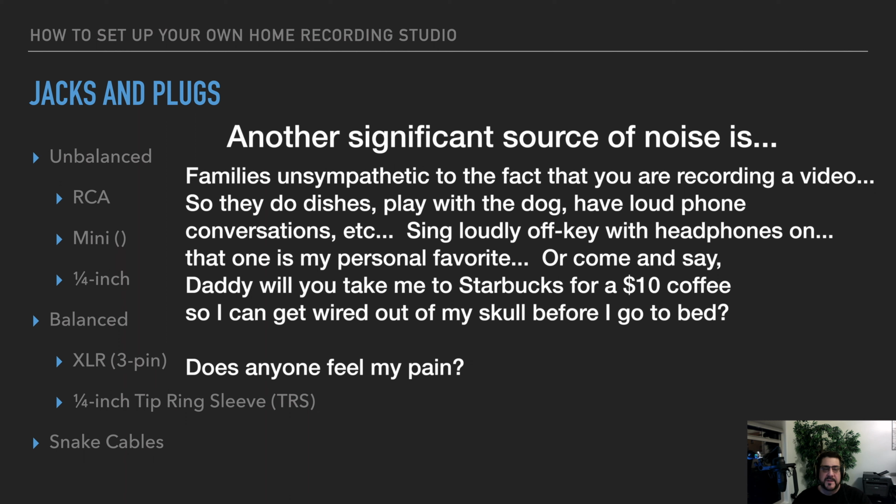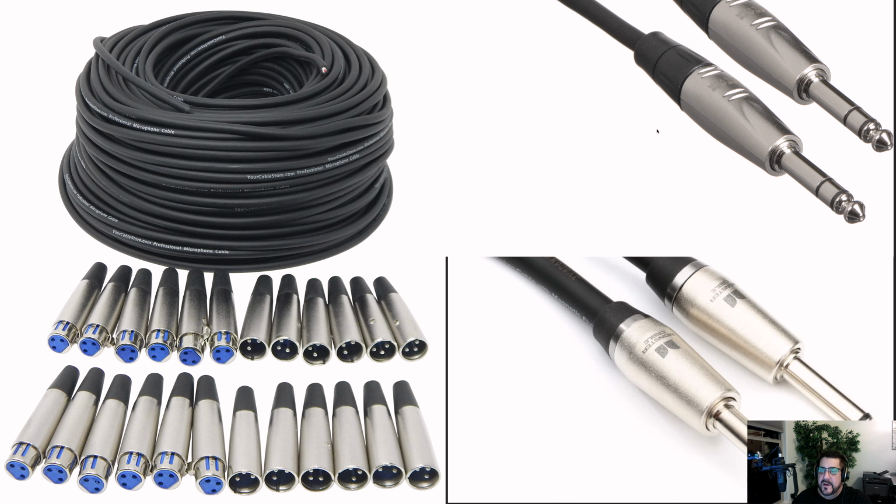There are 2 types of common balanced cables. One of them is an XLR cable, which has 3 pins, and another one is a 1/4-inch tip ring sleeve, or we call it TRS. And then we'll also talk about snake cables, which help you to manage cables. So on the top right here, we have a balanced cable, which has a tip. This is the tip, this is the ring, this is the sleeve. On the bottom right, you'll see the unbalanced cable, which I'm telling you not to use.